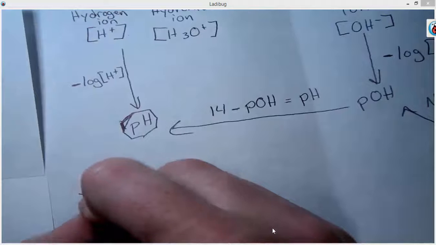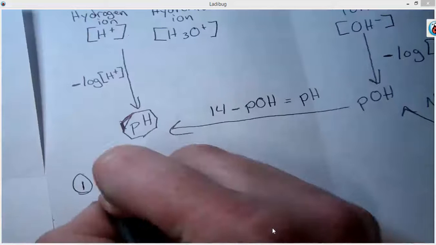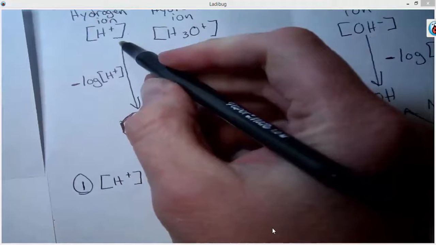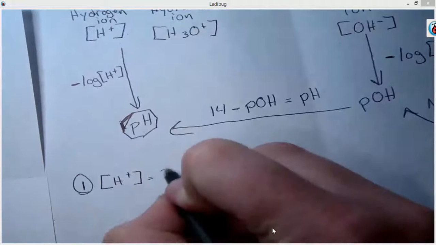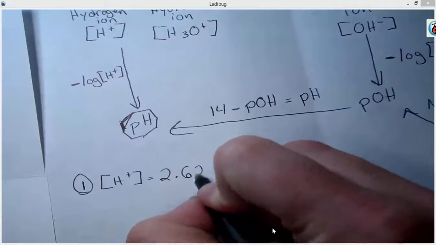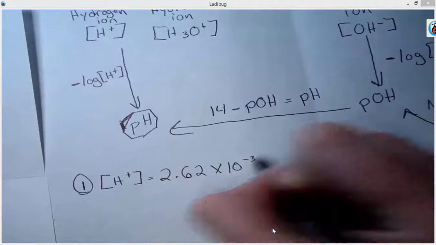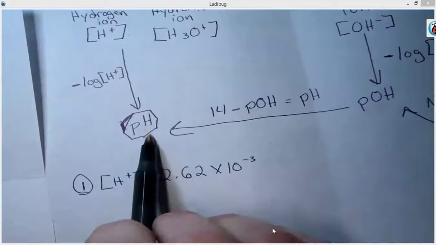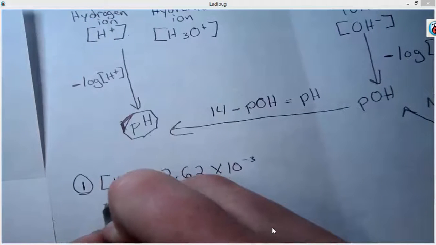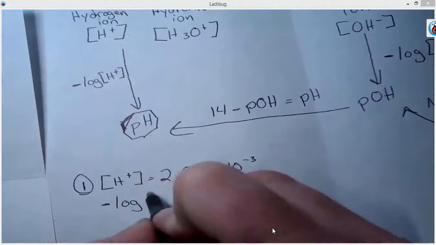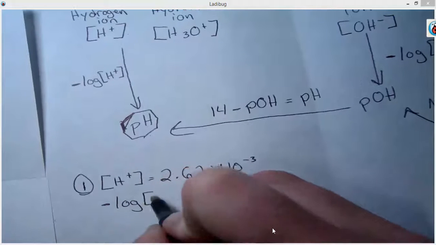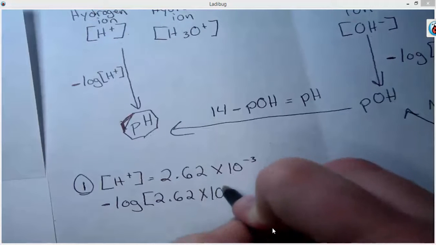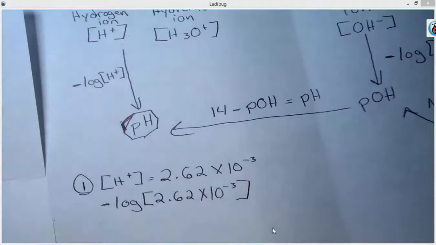Let's say we're starting here with the concentration of hydrogen ions. They give us a concentration of 2.62 times 10 to the negative 3. To figure out what the pH is, we're just going to use this little formula here, negative log of 2.62 times 10 to the negative 3. And I'll show you how to put that in the calculator.